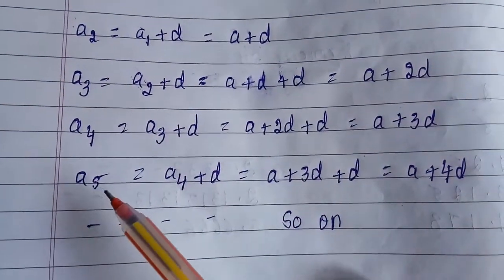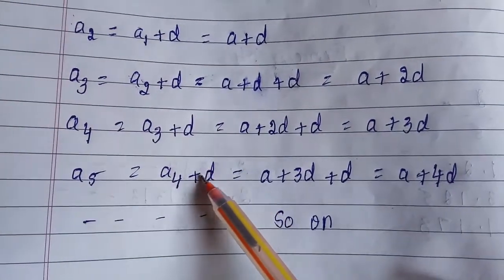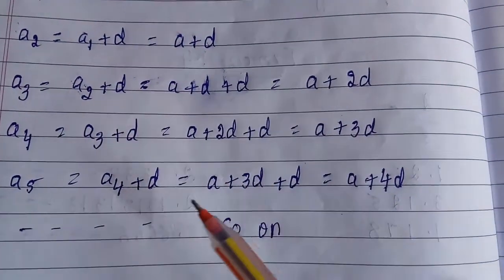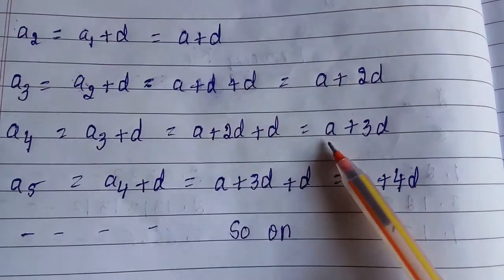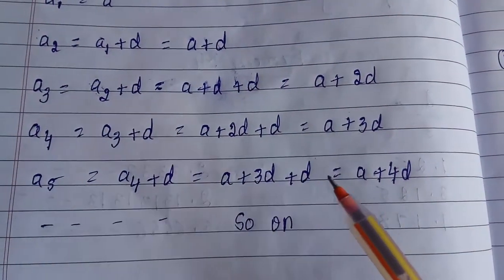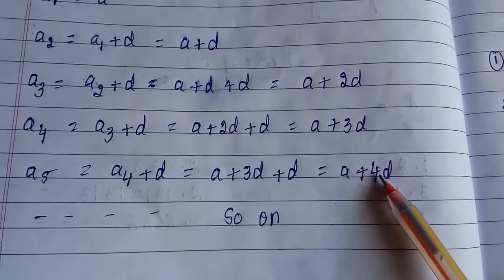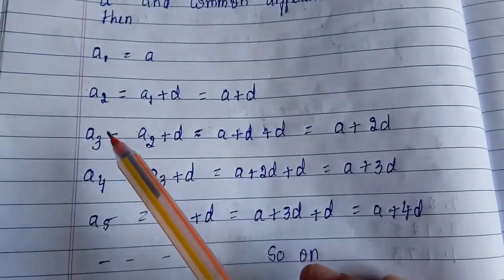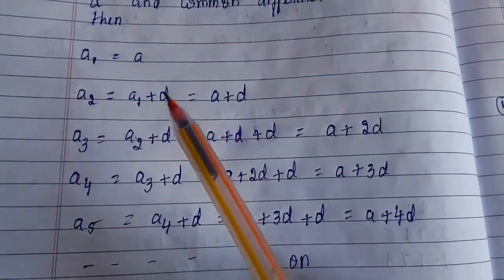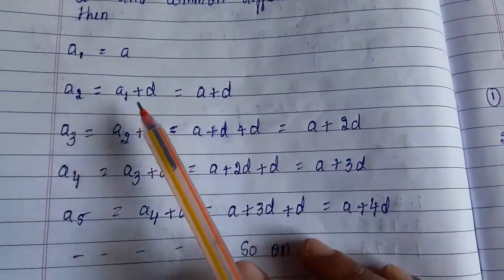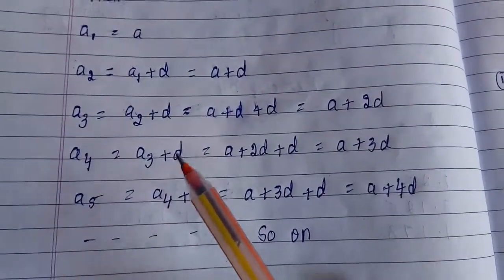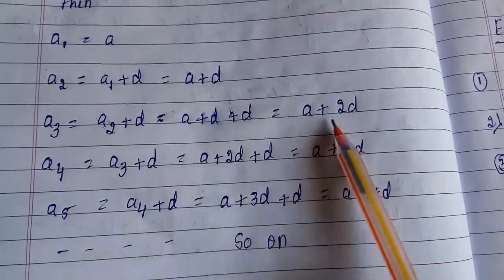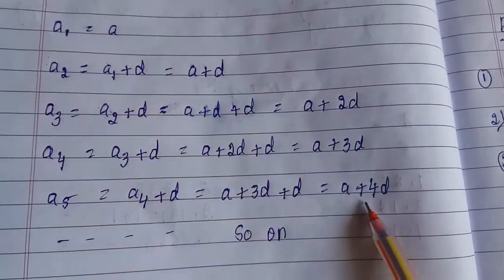In the same way, we get the fifth term by adding the common difference to the fourth term, that is A4 plus D. A4 again can be written as A plus 3D. A plus 3D plus D equals A plus 4D. And so on. I hope everyone understood. So these A1, A2, A3, A4, etc. can be written in two ways. That is A1 plus D, A2 plus D, A3 plus D, A4 plus D. In another way, A plus D, A plus 2D, A plus 3D, A plus 4D.